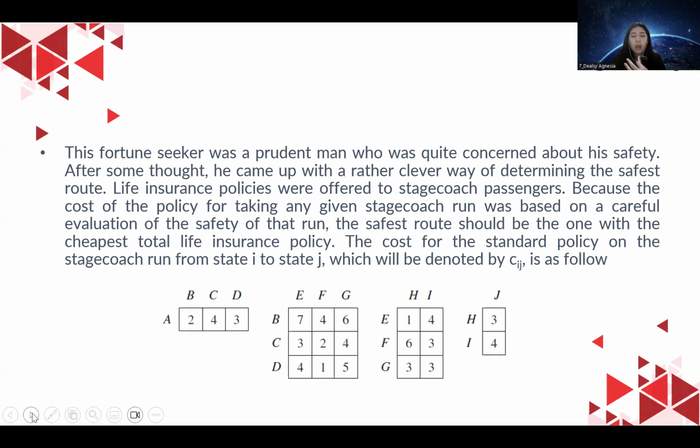The traveler starts in state A, Missouri, and must reach state J, which is California. The journey is divided into four stages, with each stage representing a stagecoach run. The traveler has multiple choices at each stage, and the cost of each run is based on the safety of that route. The total cost of the journey is the sum of the cost of each stagecoach run.